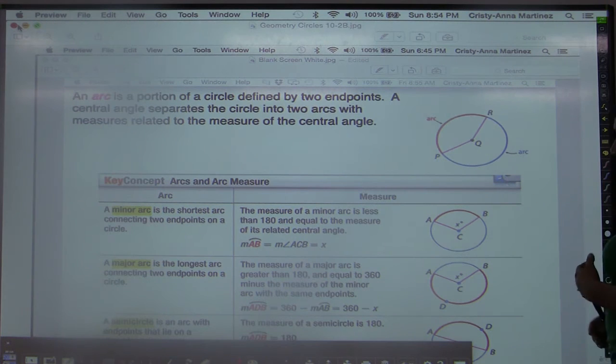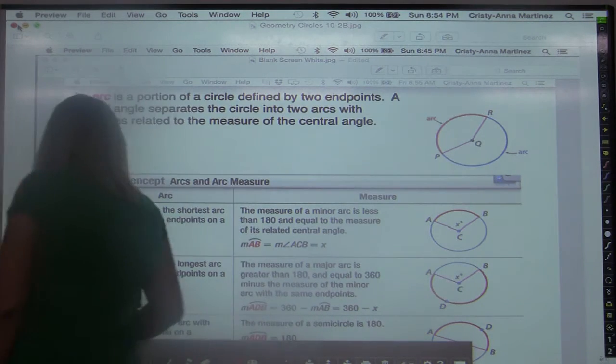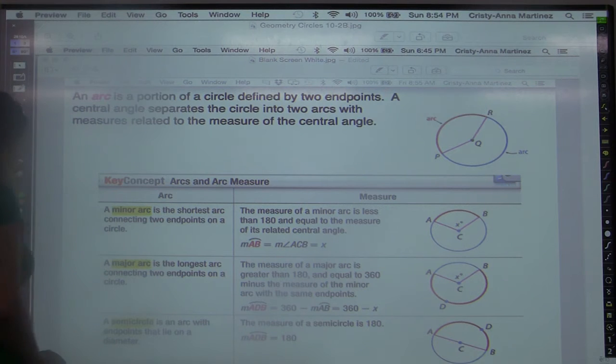Just so that we know, we have some descriptions here, and we're going to move this out of your way so that you can see that better. Basically, a central angle separates the circle into two arcs with measures related to the measure of the central angle. That might sound a little complicated, but hopefully it'll get clearer. We have 3 different types of arcs: a minor arc, a major arc, and what we call a semicircle, which is an arc that measures half the circle.